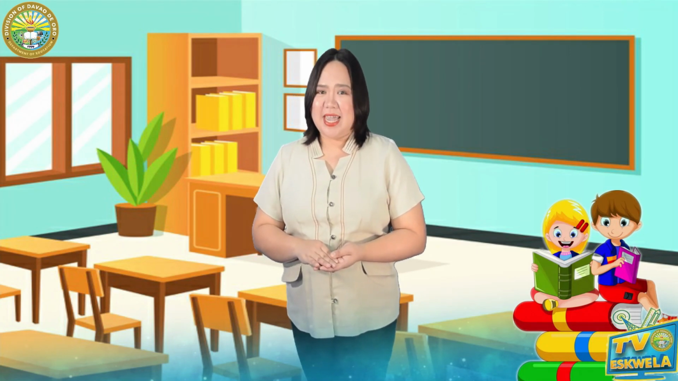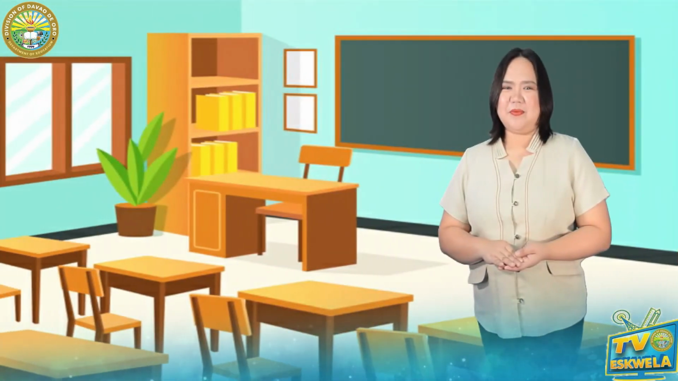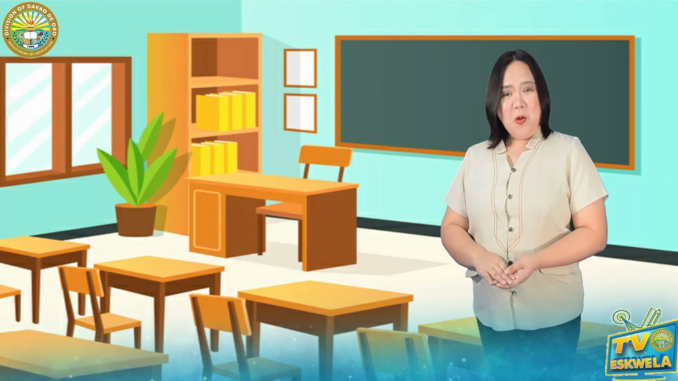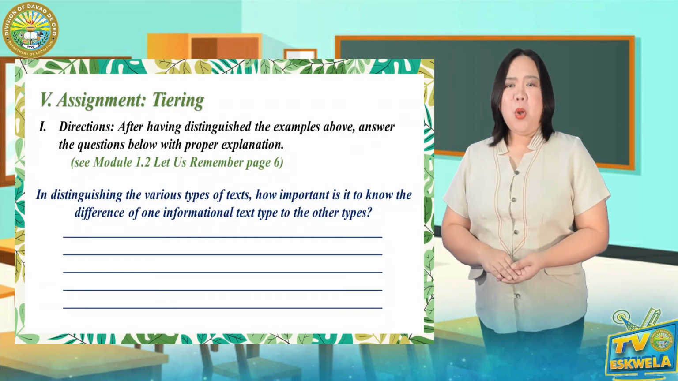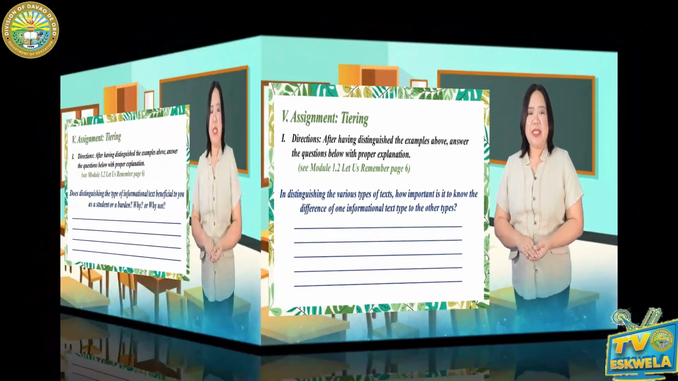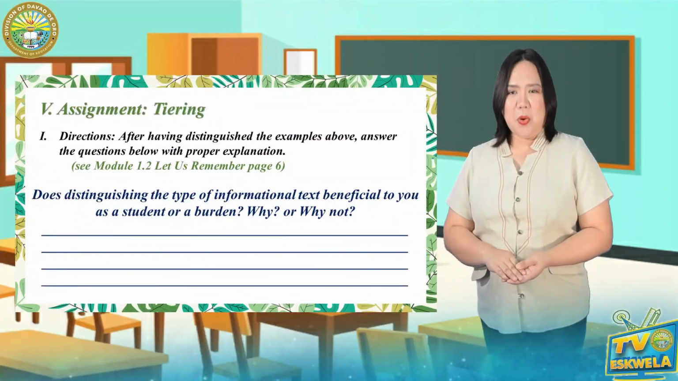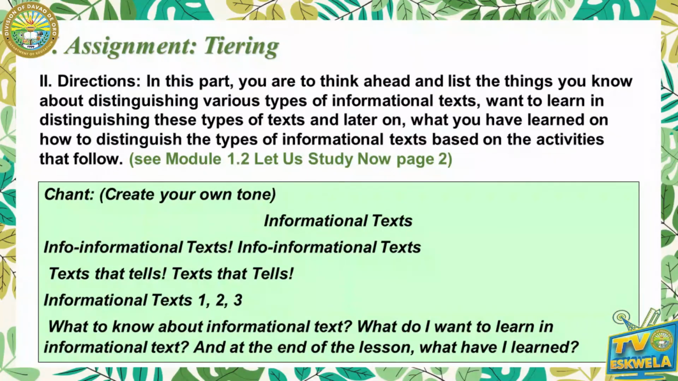This is also tiring. Just open your Module 1.2, page 6, Activity 1 or 2. Or if you want more, you can answer the additional activities right there in your module. If you have questions and queries, feel free to text the cell phone numbers written in your kit.